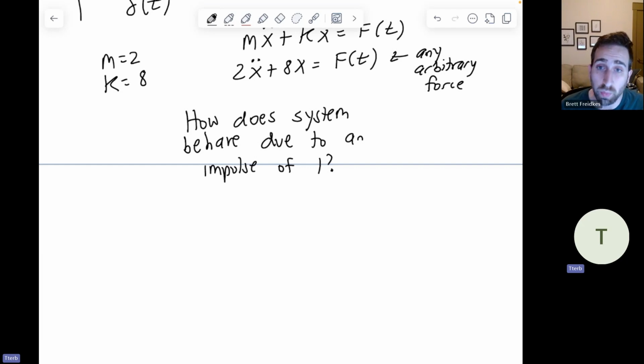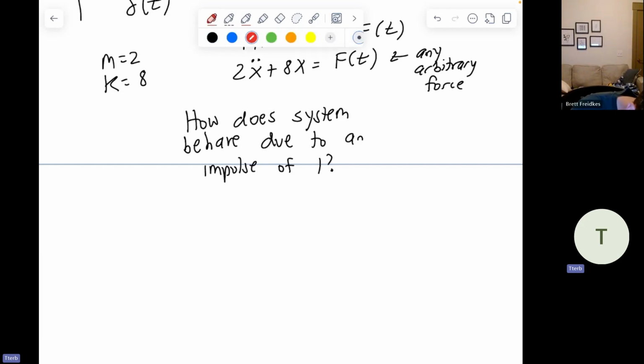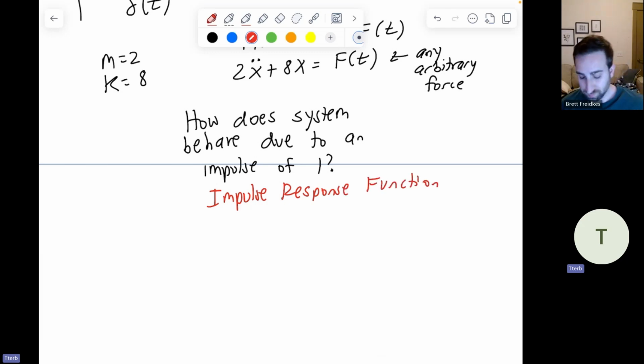That is what we call, whatever that output is due to that impulse, we call that the impulse response function. And we use the letters h of t to indicate that.